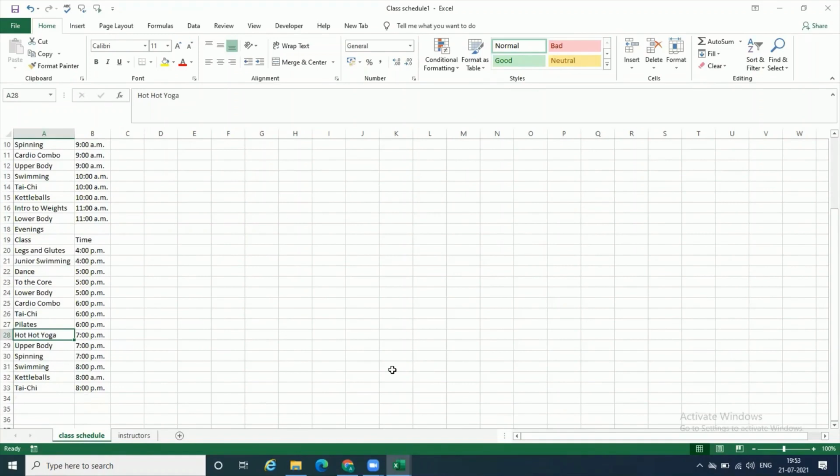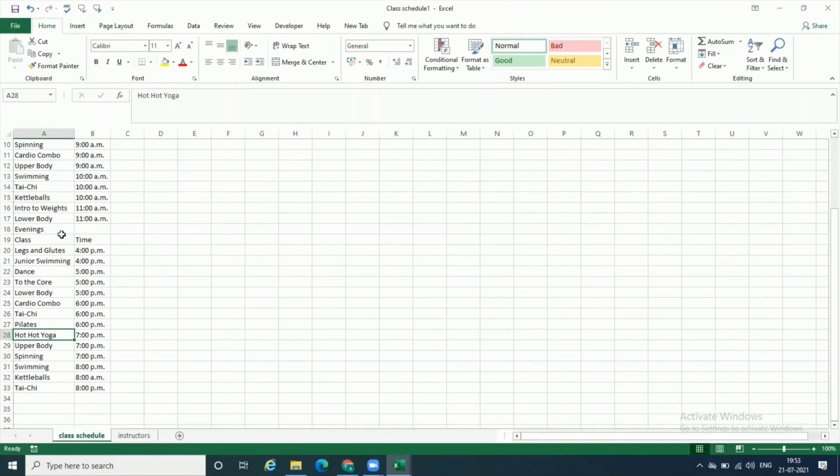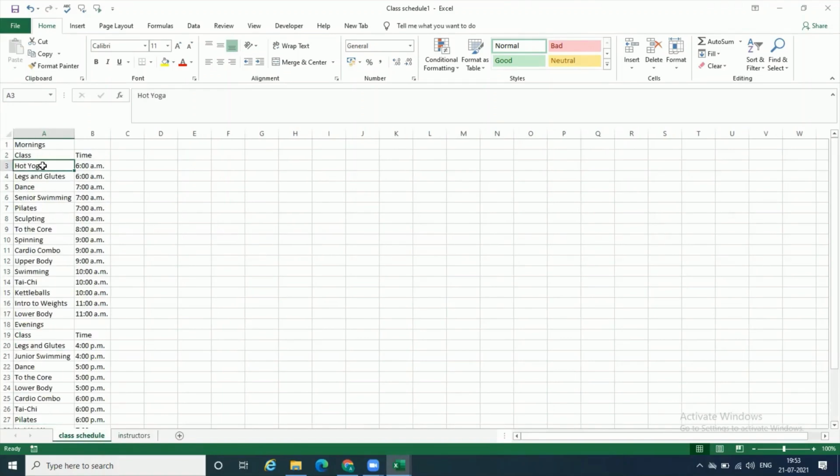I told it to find what? Yoga. It has even replaced hot yoga. Yeah. It changed hot yoga to hot hot yoga. This is wrong. And what about my next sheet? Here it is still yoga. It didn't replace this with hot yoga. That means my find and replace is not working, isn't it?